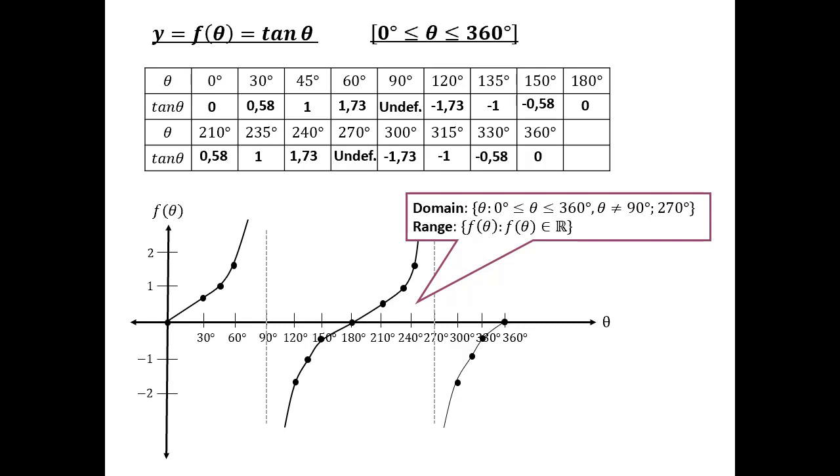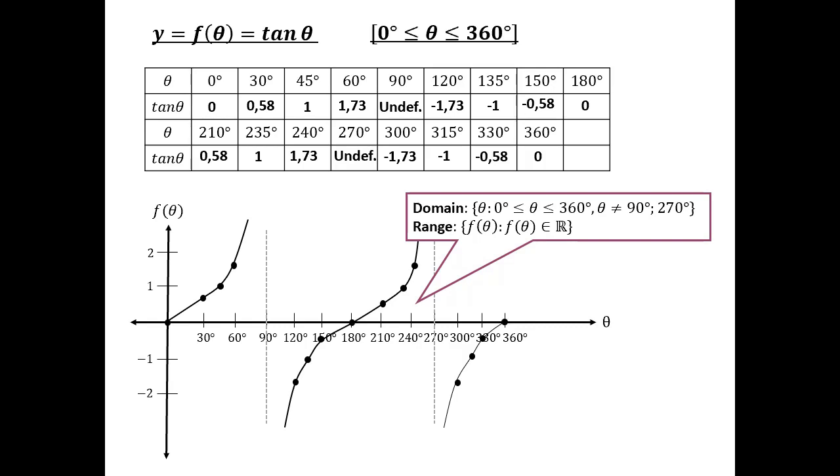Let's take a look at the range. Remember, R represents the set of all real numbers. This means the output values of the function can be any real number. There is no real number that tangent cannot attain, given its periodic spikes to both positive and negative infinity.